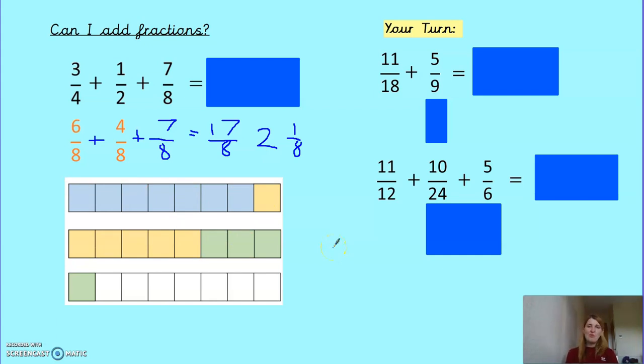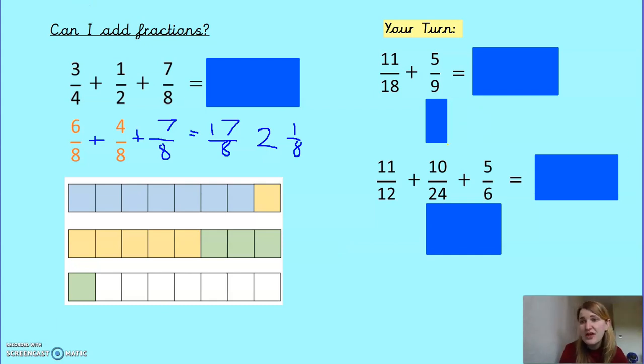Okay, why don't you then have a go? We've got your turn over here. Have a go at these questions. Think about step 1, lowest common denominator. Step 2, convert. Step 3, add. And step 4, either simplify by dividing or turn it into a mixed number. Have a go, pause me, and then I'll reveal the answers.